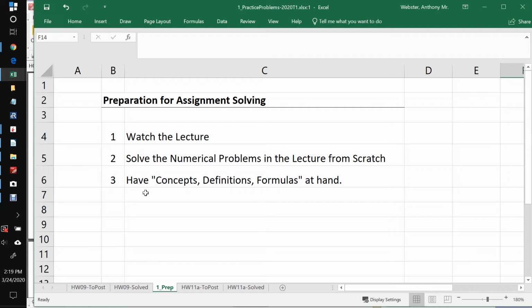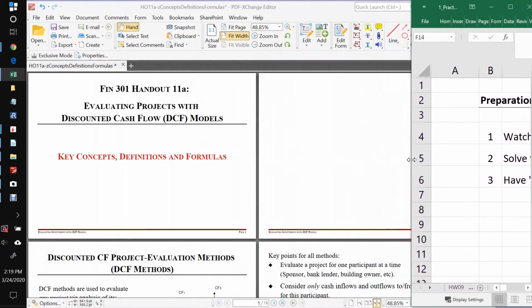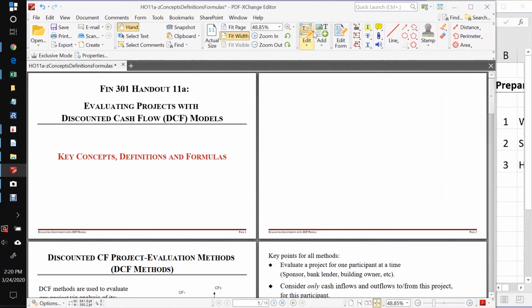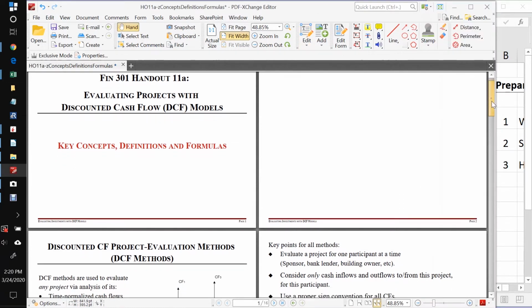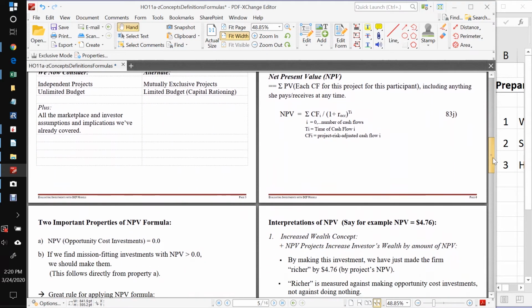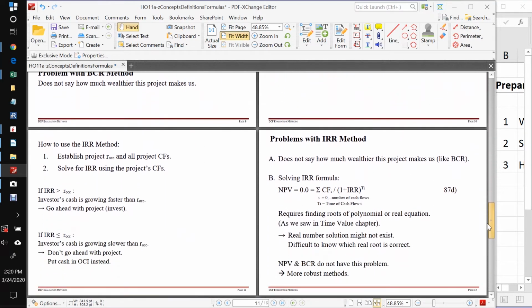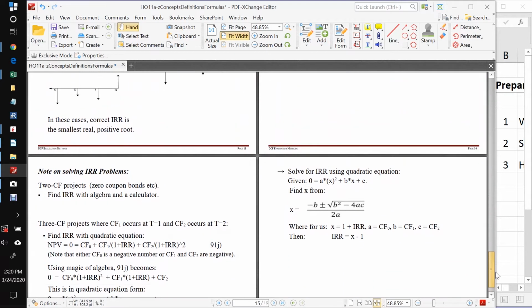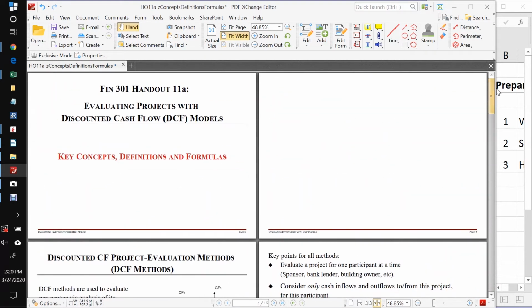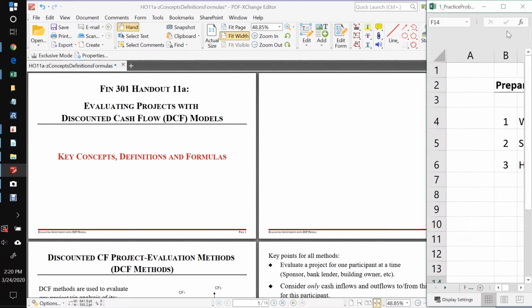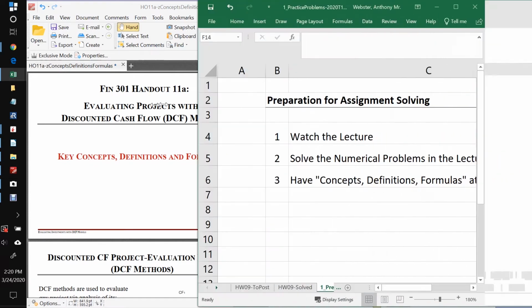And then the third thing is to have the concepts, definitions, and formulas handout at hand. So I'm just going to remind you what that is here. I've got it up for chapter 11 here, and this is going to be very helpful in two ways. If you're looking for a formula, you're going to be able to search here and find it very easily, and if you're looking for a definition or something to help you with a conceptual question, it will help you there too. So as you know, this is sort of the Reader's Digest condensed version of the lecture handout, so very, very helpful for review and for solving problems. Okay, so now let's start looking at some problems.